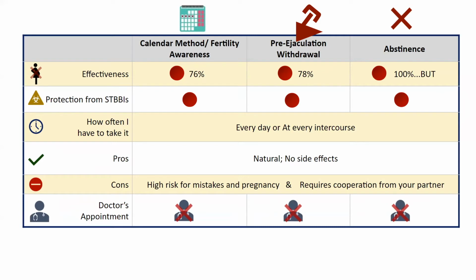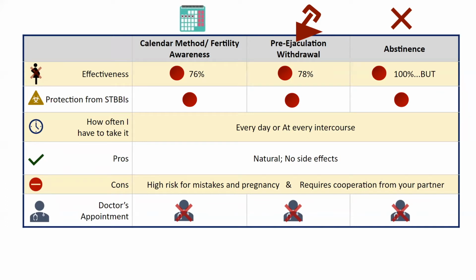The woman is least fertile after her period. It is only 70% effective, which is not very good. You must always keep track of the cycle and check before intercourse. The pre-ejaculation withdrawal method is when the male partner does not ejaculate inside the woman in order to prevent pregnancy. It is only 78% effective.